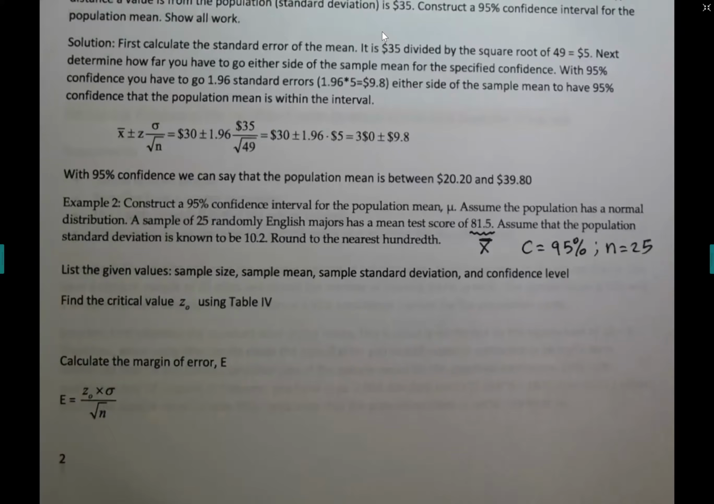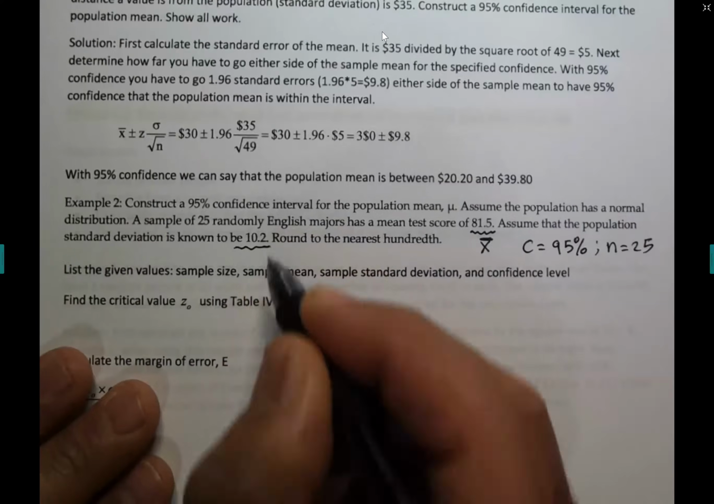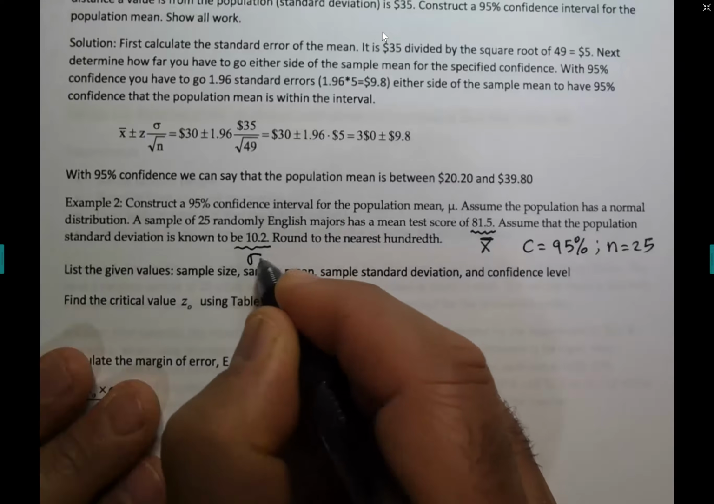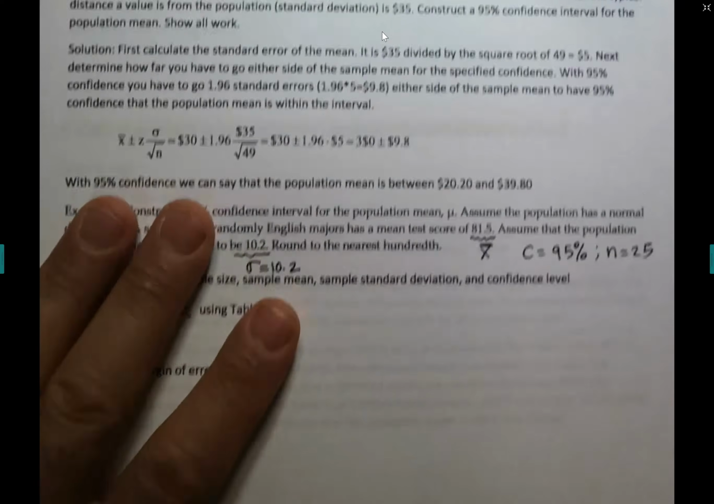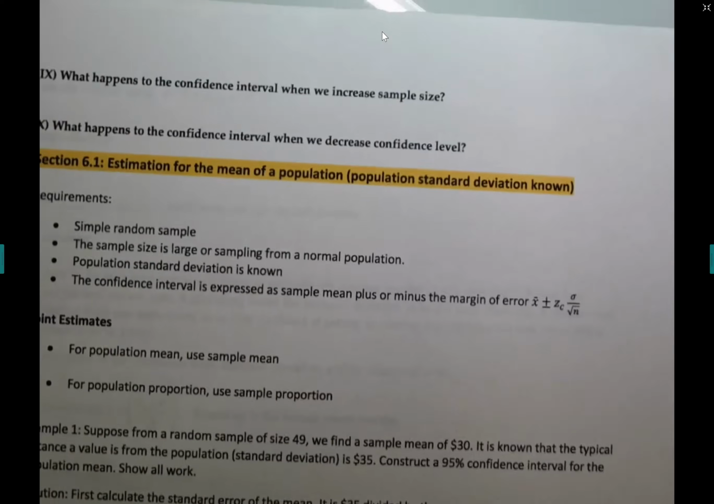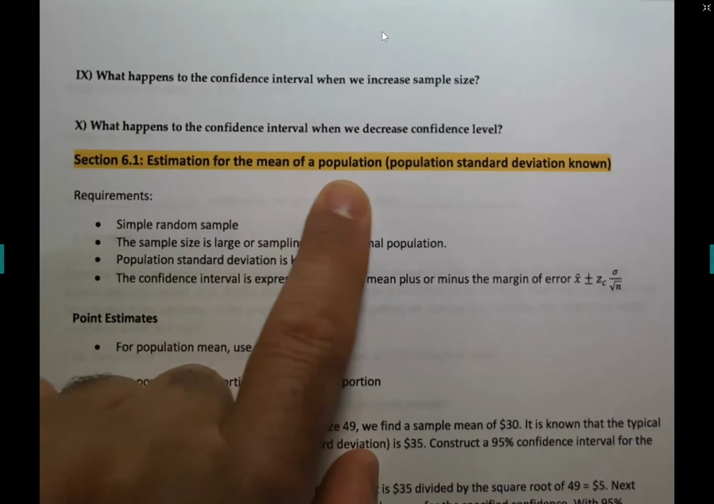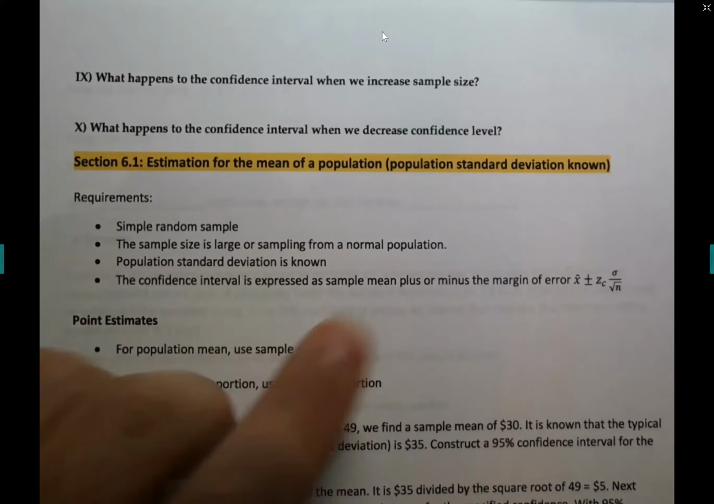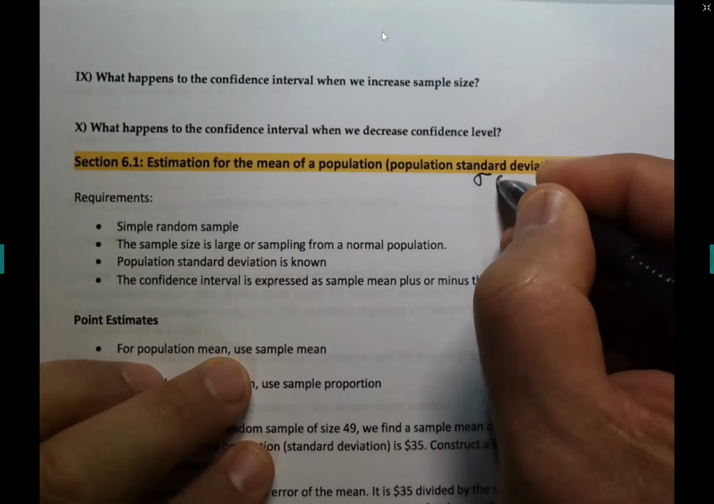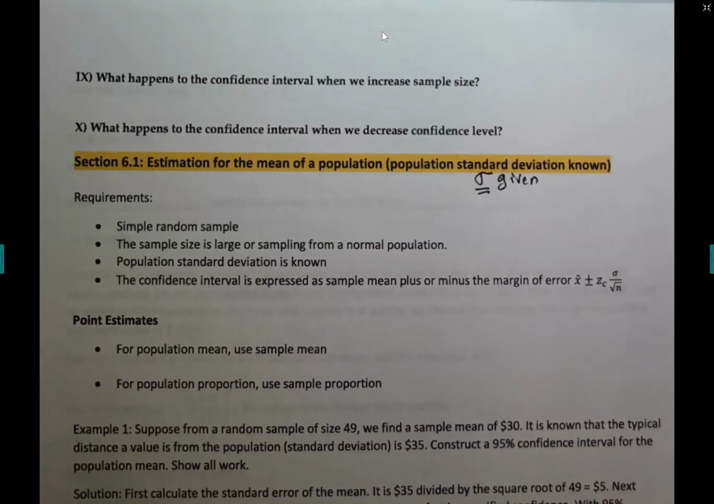Assume that the population standard deviation is known to be 10.2. What is this? Sigma. And look at the title of this section: Estimation for the mean of a population, standard deviation known. So sigma is given. Not S, sigma. All right.